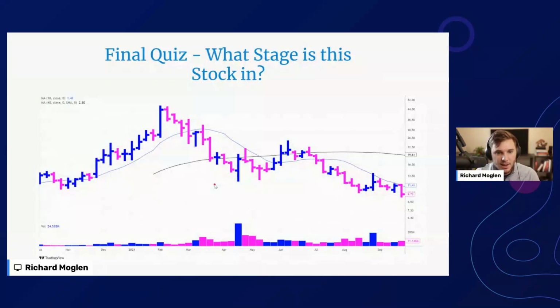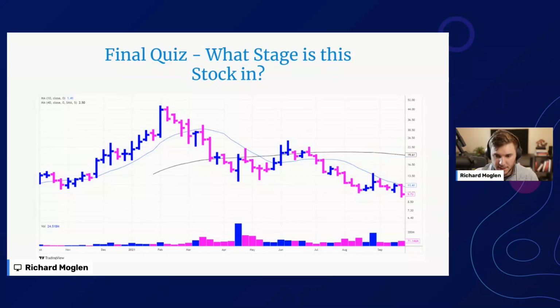And here's the final quiz. What stage is the stock in? I definitely want to see some answers here in the chat. You can see where price is relative to, looks like this 10-week is declining and the 40-week is declining. So those are 2 big hints. So what stage is the stock in? I'm waiting for at least one answer. I think we're a little bit delayed here, but interesting to see what you guys think. And also, if you want to give your guess about what stock this is, that would be interesting as well.